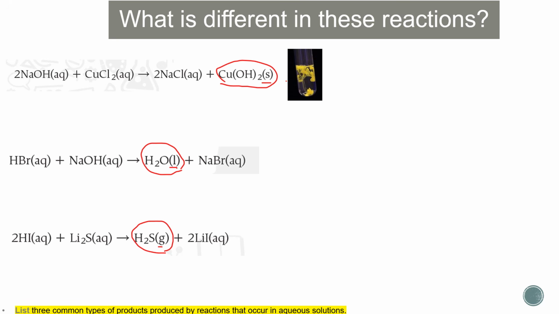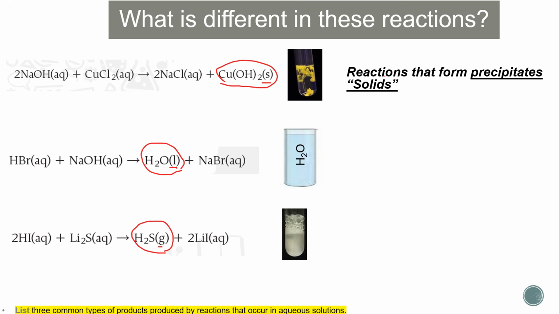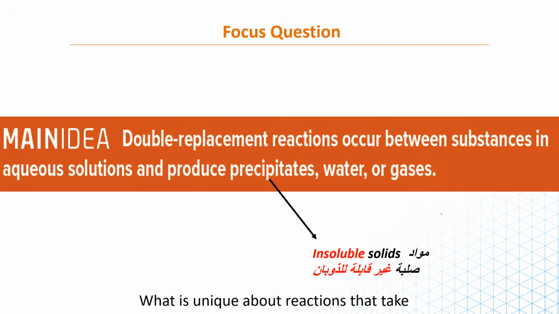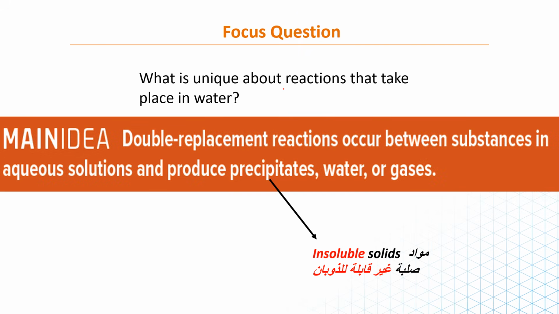So this is actually a precipitate, solid, a solid substance that precipitates and does not dissolve, okay? This in here is water, reactions that form water, okay? And here the bubbles are actually the gas, so reactions that form gases. So what is unique about reactions that take place in water? What do we mean take place in water? I mean in aqueous solution. That's the main idea.